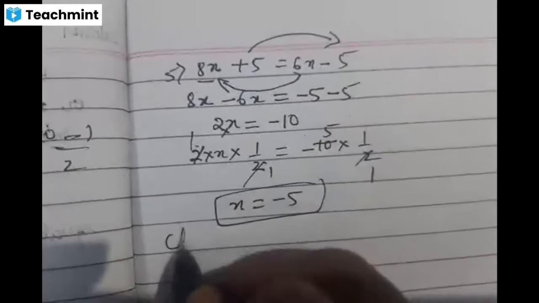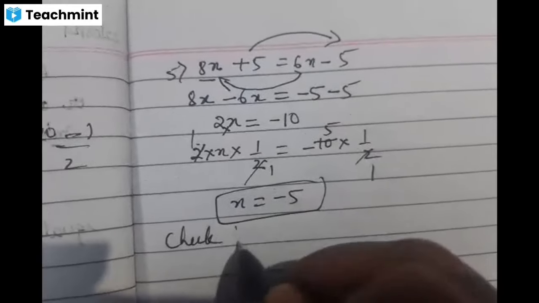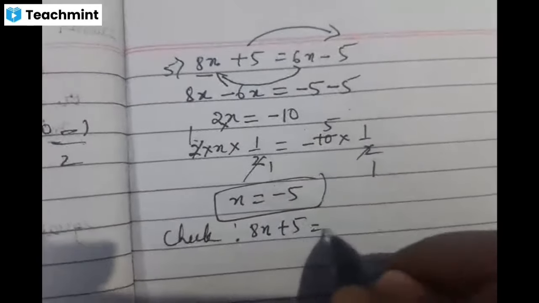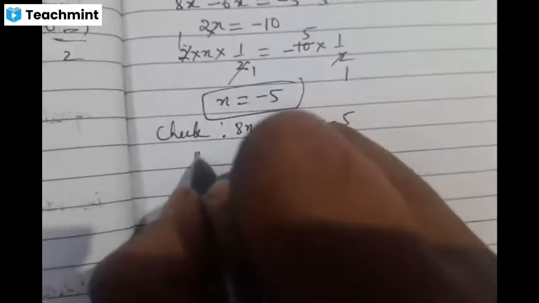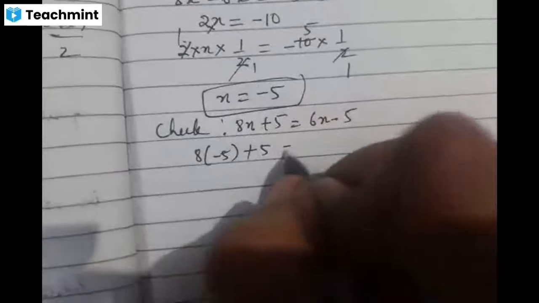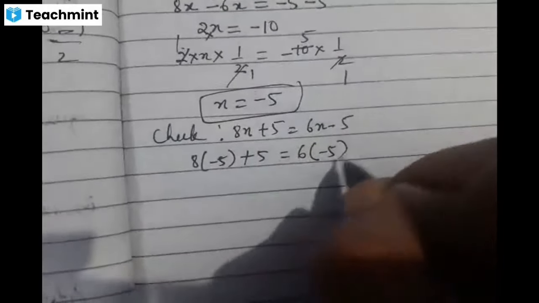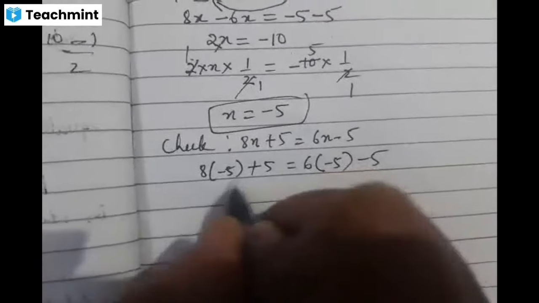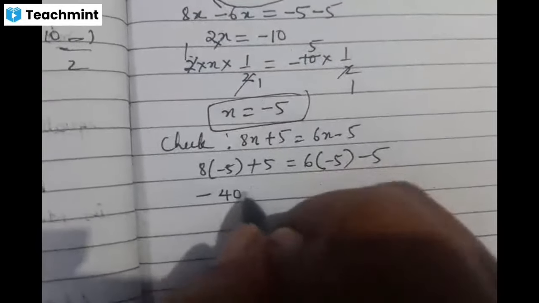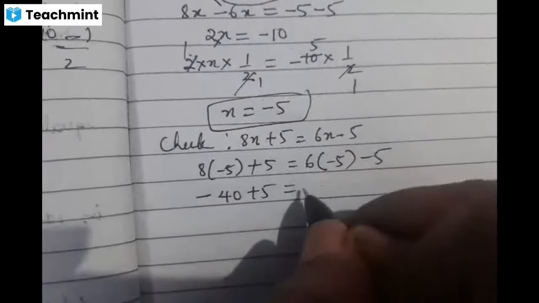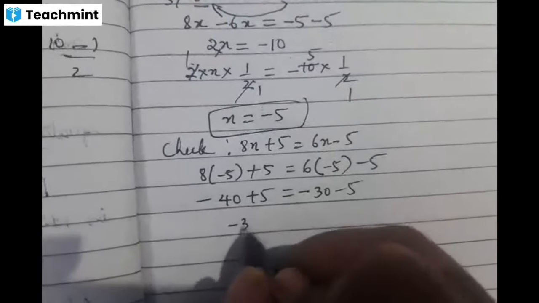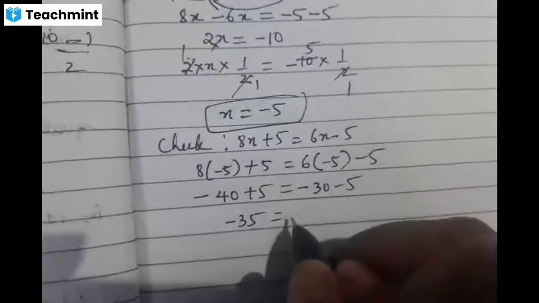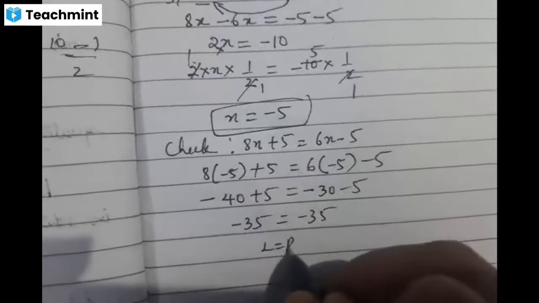Now, for checking, consider the answer. 8x plus 5 is equal to 6x minus 5. In place of x, what do we have to substitute? 8 into minus 5 plus 5 as it is. 6 into minus 5 as it is. Plus into minus is minus. 8 5s are 40 plus 5. Plus into minus is minus. 6 5s are 30 minus 5. Minus 40 plus 5 is minus 35. Minus 30 minus 5 is minus 35. Therefore, LHS is equal to RHS.